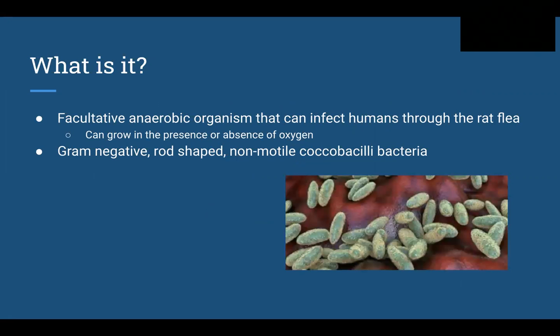Yersinia pestis is a facultative anaerobic organism that is known to infect humans through the rat flea. This means it can grow in the presence or absence of oxygen, which is why I use the term facultative anaerobic organism. The organism has the ability to grow regardless of the presence of oxygen or not, and that is what also makes it really deadly.